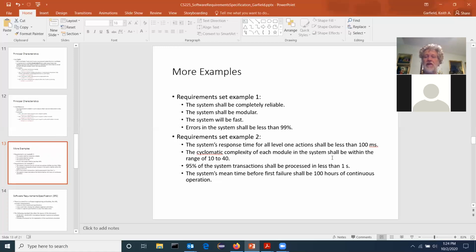System's mean time before first failure shall be 100 hours of continuous operation. There's a whole field of mathematics dealing with the statistics of mean time between failures, time between events, time for 3 or 4 events to occur, things like that. It's called stochastic processes. Great course, by the way, if you find a place to take it.